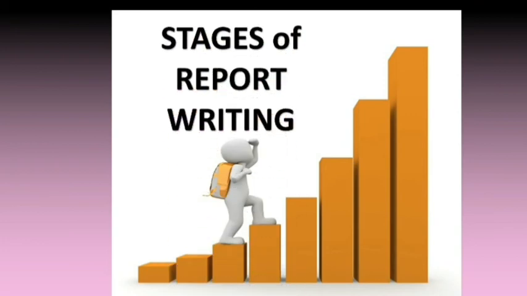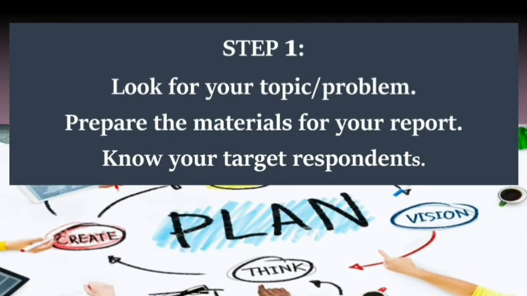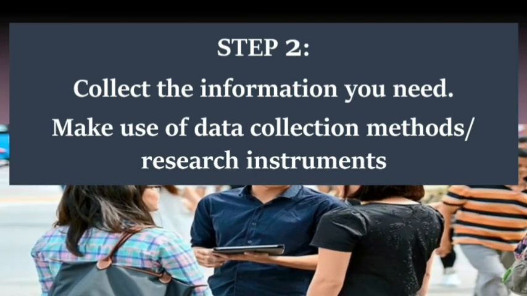So let's proceed to the stages of report writing, or what we call research writing. So number one, look for your topic problem, prepare the materials for your report, and know your target respondents. So everything starts with discussion and brainstorming. It is very important to know the details before you go to the next step, which is step number two, collecting the information you need and making use of data collection methods and research instruments.